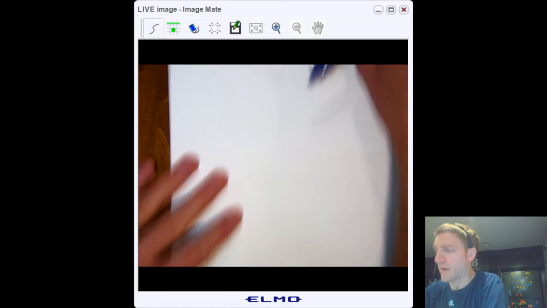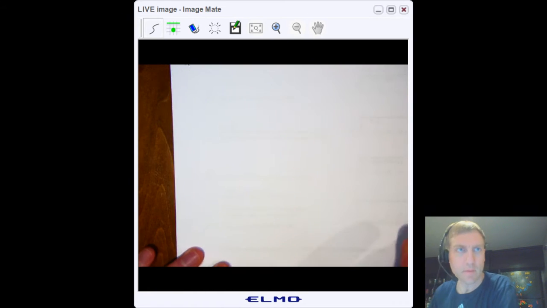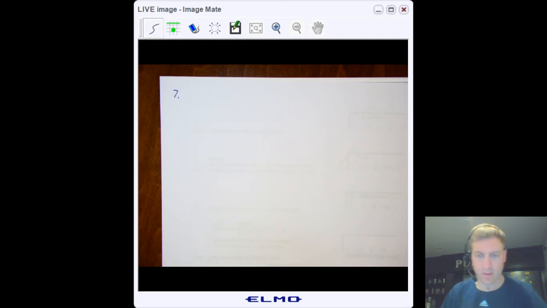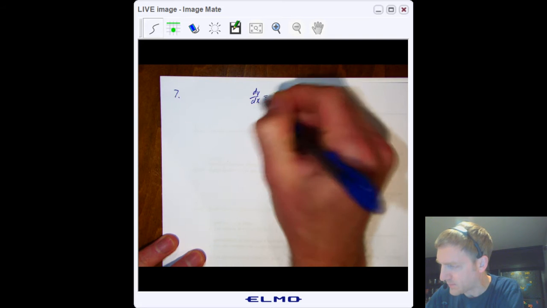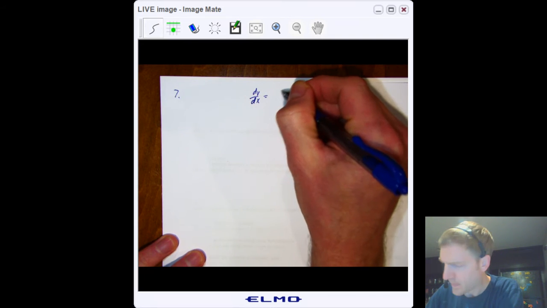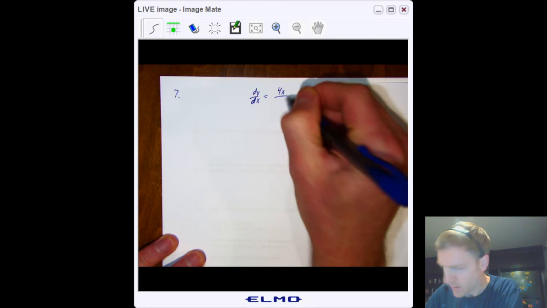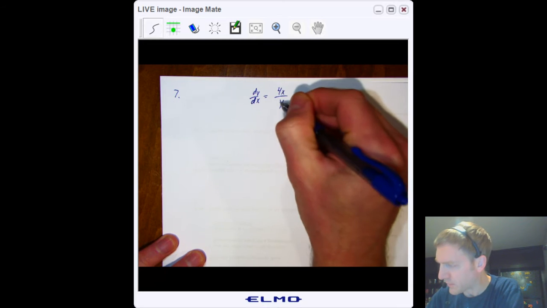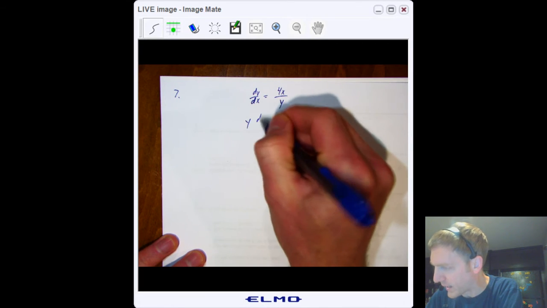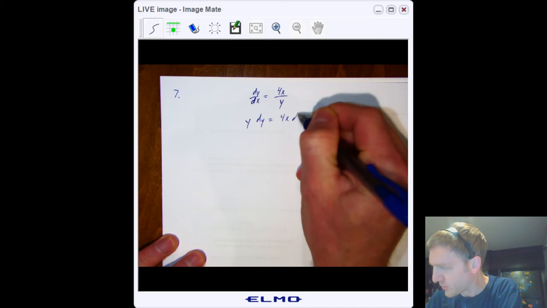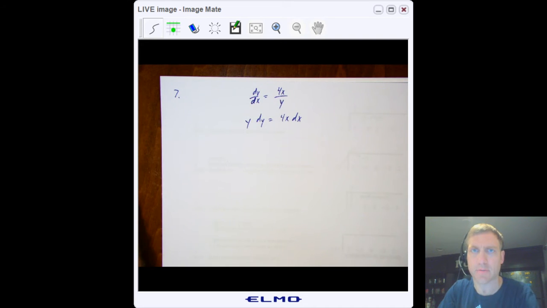All right, moving on to number 7. Solving a differential equation. Hey, we just talked about that in our last unit, progress check. So to solve a differential equation, we want to separate the variables. So multiply both sides by y, y dy equals 4x dx. That's our first step.